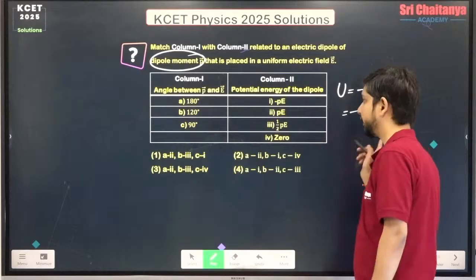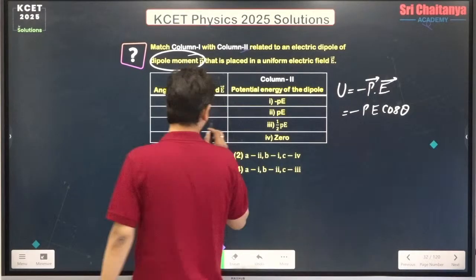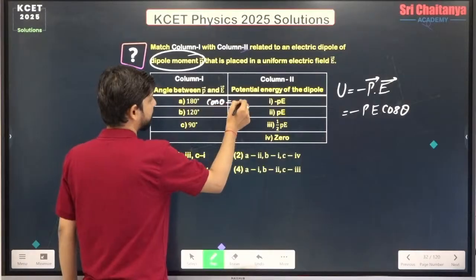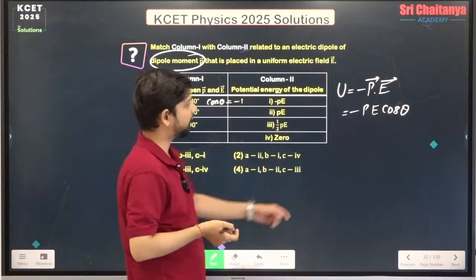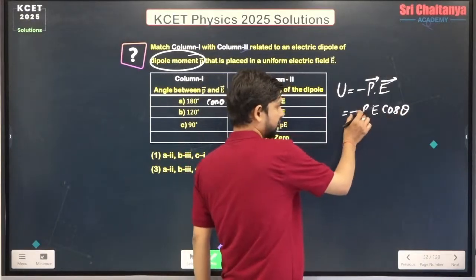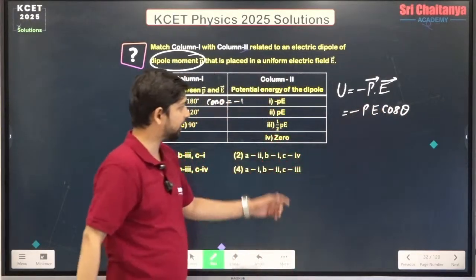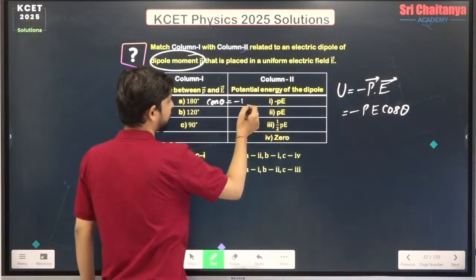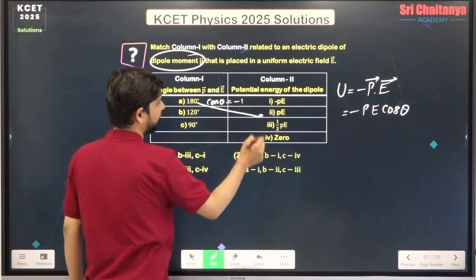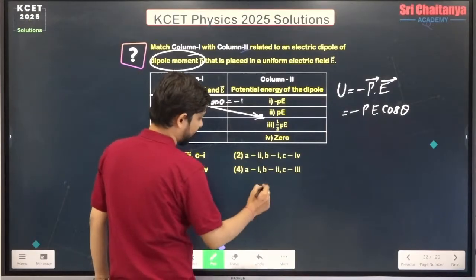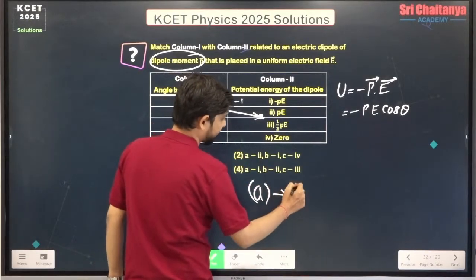So for theta equals 180 degrees, cos theta is minus 1. If you put minus 1, then this minus will get cancelled out, and the potential energy for this is going to be plus PE. So the correct option for this is going to be the second. So for A, I can say the correct option is second.